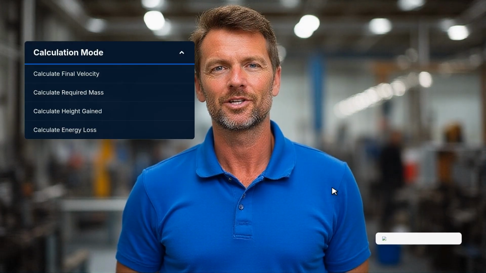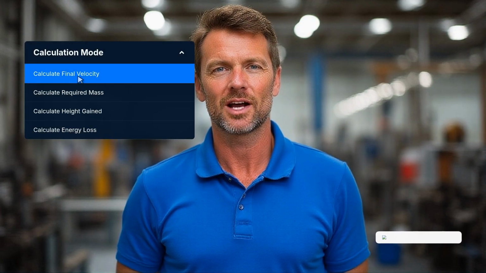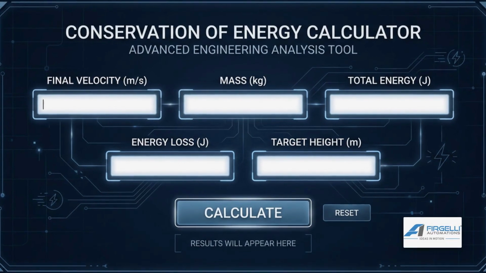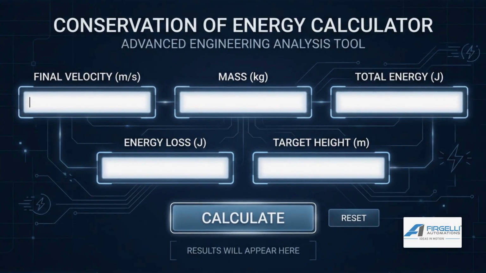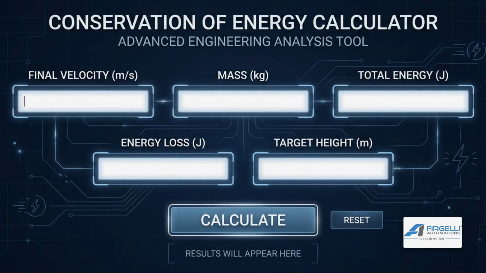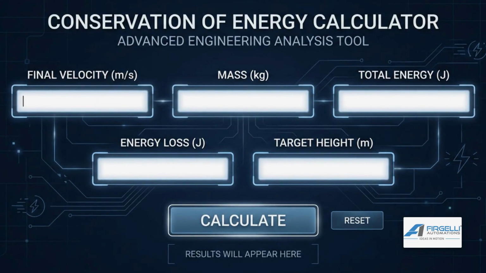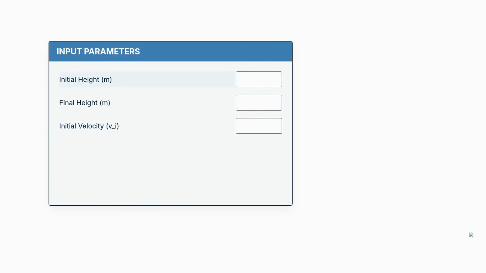The input fields include initial height in meters, final height in meters, initial velocity in meters per second, final velocity in meters per second, mass in kilograms, target total energy in joules, energy loss in joules, and target height in meters. For our example, I'll enter 10 for all fields.